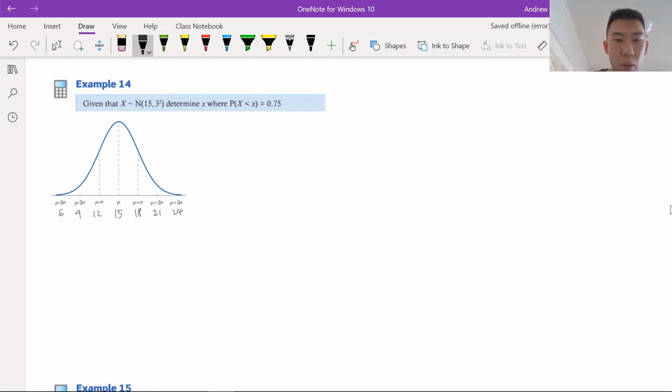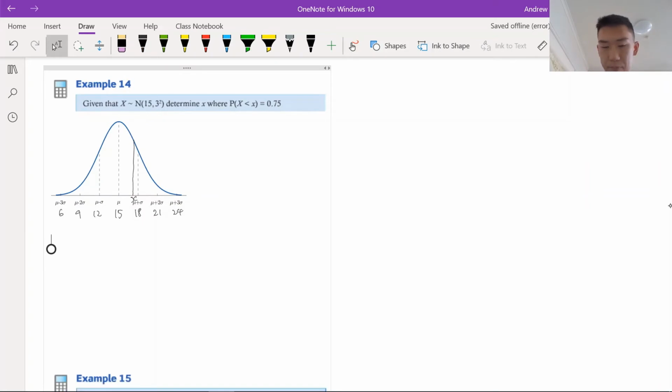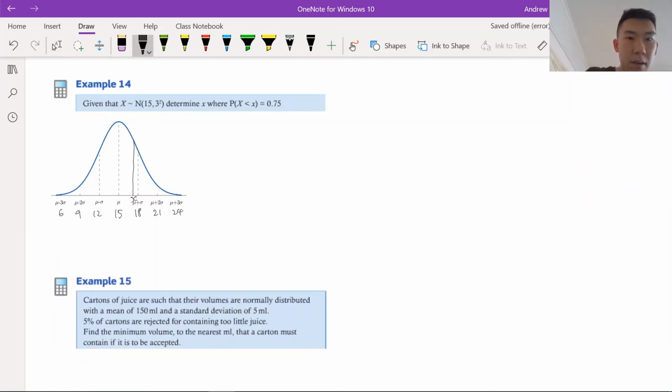Alright, now we want the area to the left of x to be 0.75, so 75% of the area, which I'm going to estimate is about here somewhere. Let's just go with this, and let's call this x. And let's say that's 0.75. Since that's the area to the left, that's going to be pretty easy.